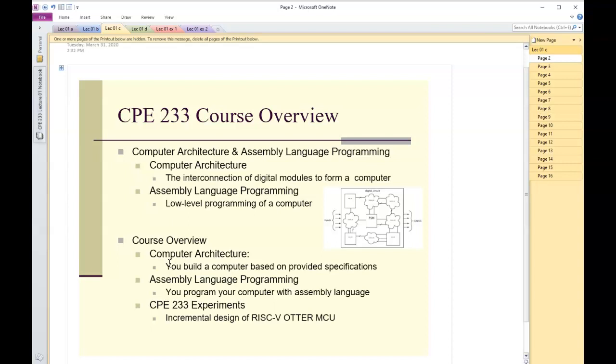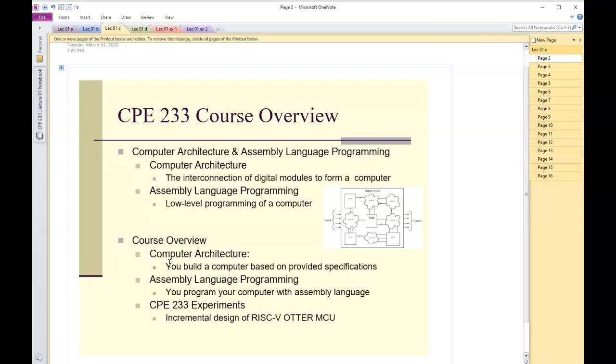Essentially, to be able to do this, you need to understand how the computer is put together, which means you need to understand the low-level hardware. So the course itself is a notion of building a computer. We provide you with the diagram of that computer. You're not going to have to design it from scratch, but you're going to have to implement it, and you're going to have to understand how those modules work together. Once you get it put together, you're going to be programming it with assembly language.